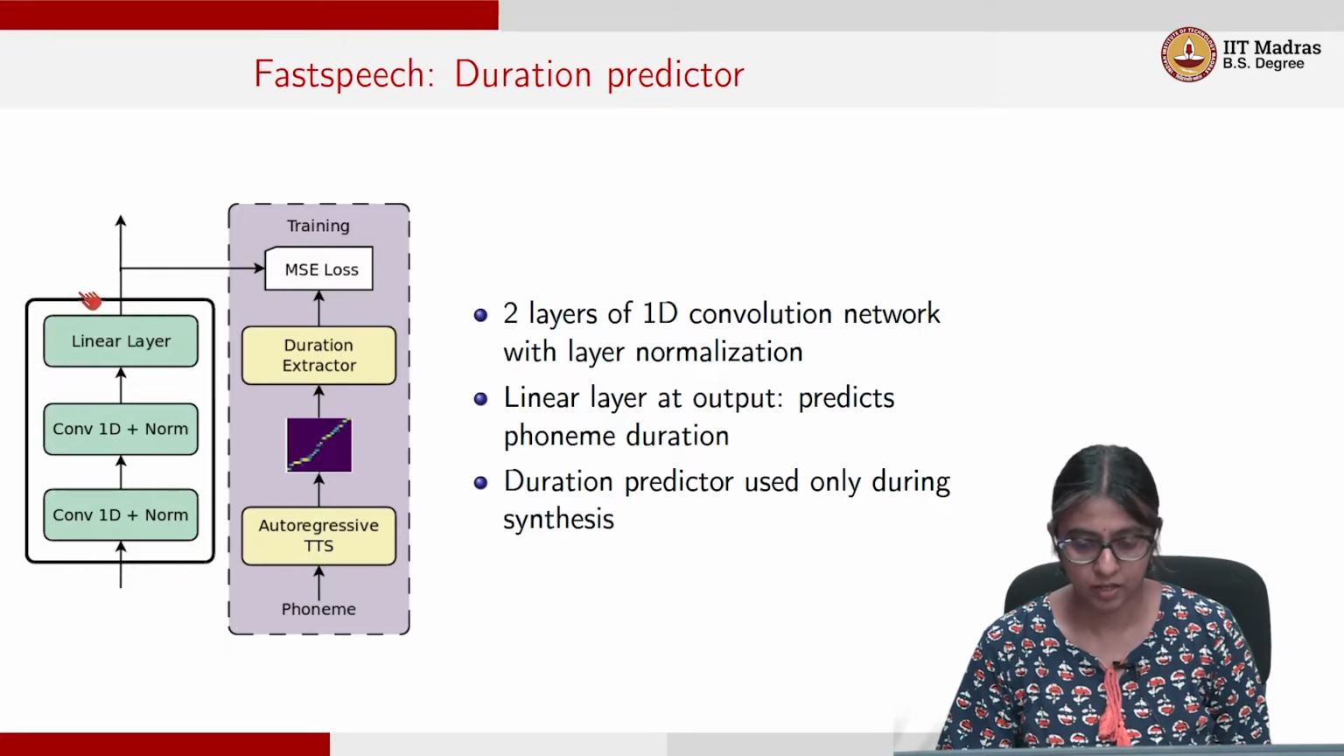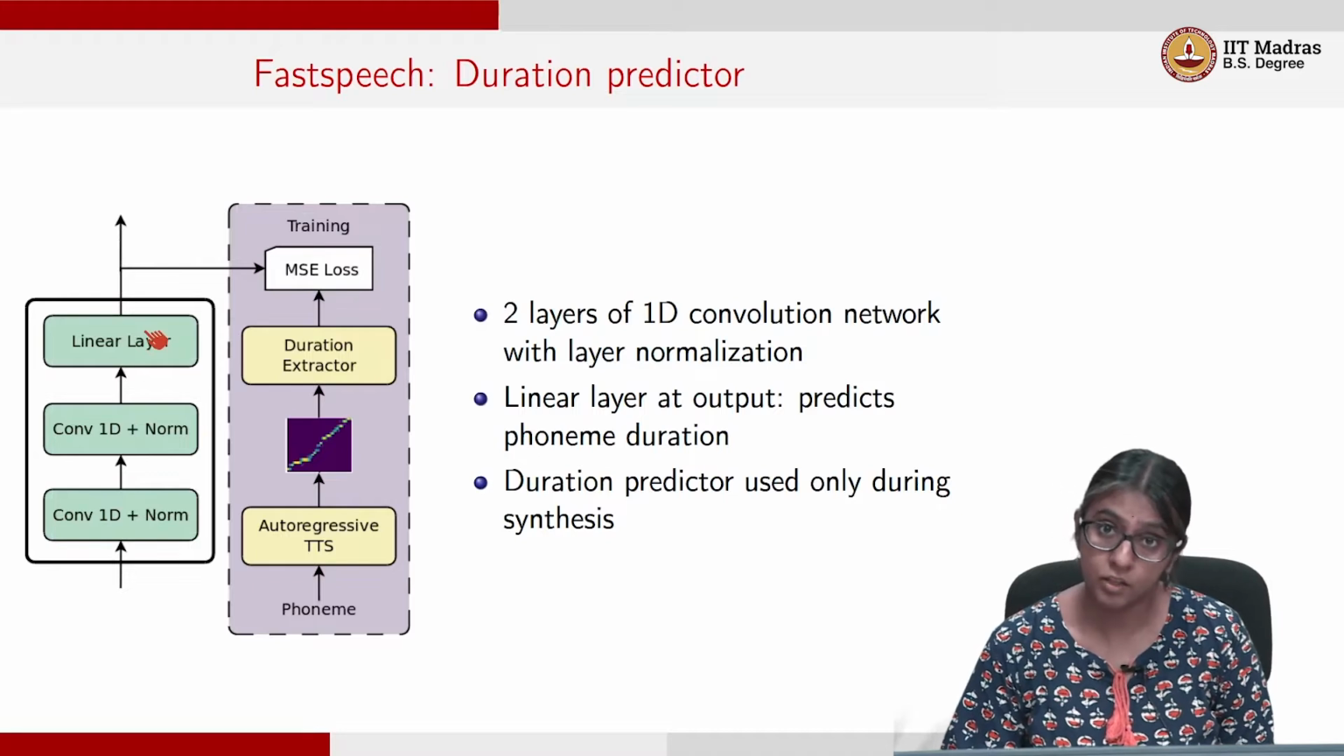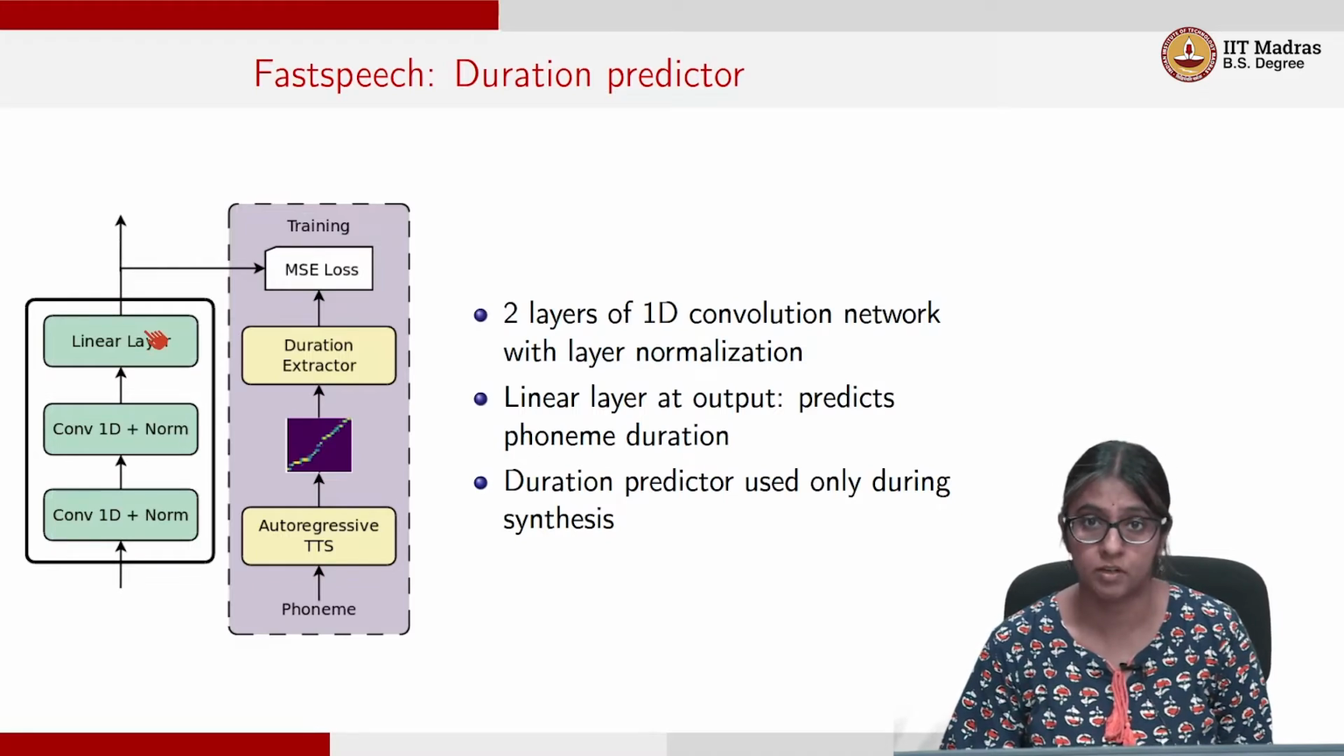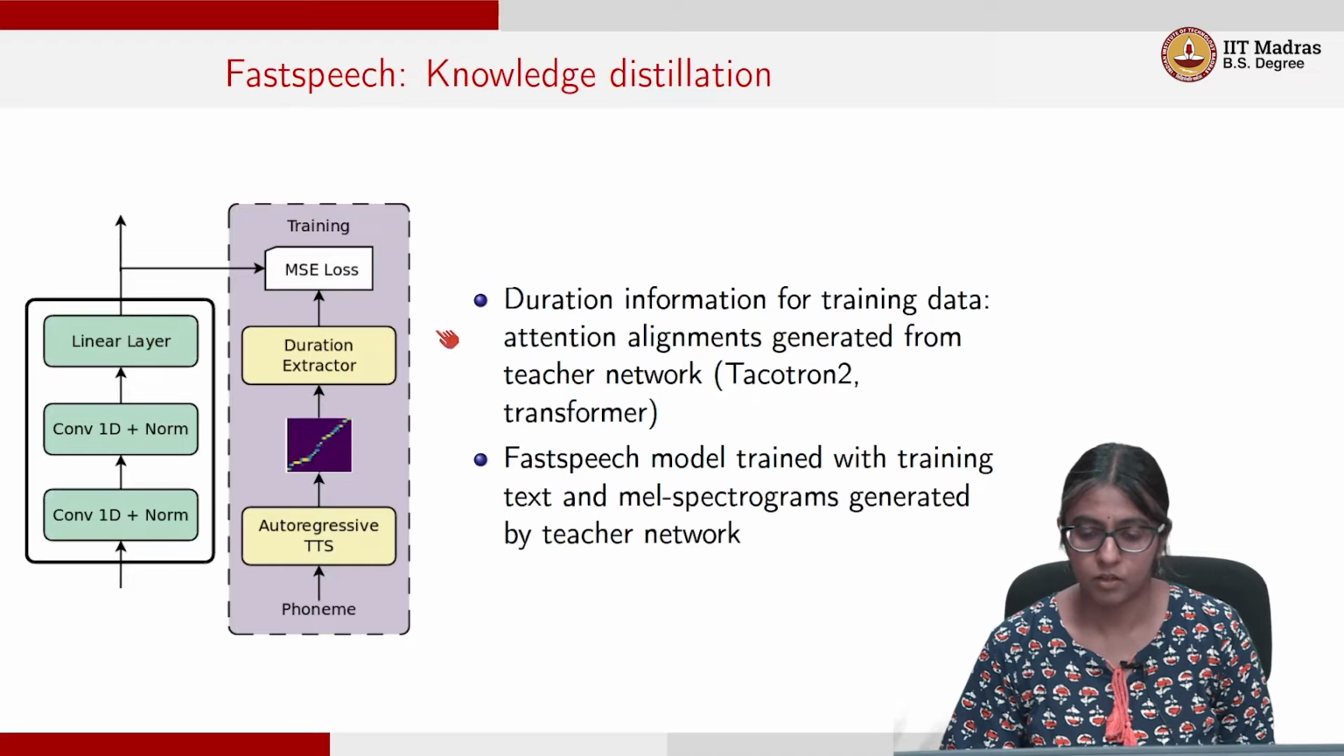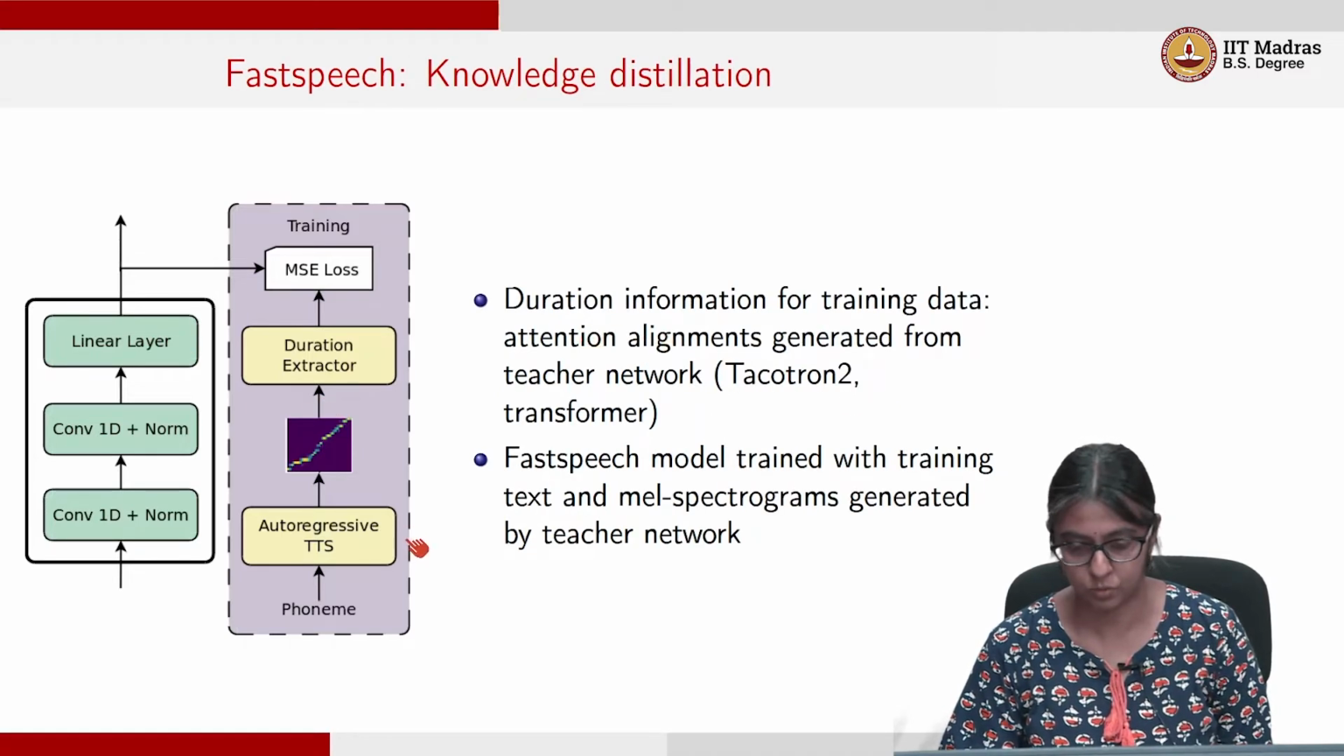So the duration prediction network consists of 2 layers of 1D convolution networks with normalization, and you have a linear layer at the output which gives a scalar value which corresponds to the phoneme duration. So this duration prediction is learned during training, but it is not used during training. It is only used during synthesis. During training, the duration information is obtained from the attention alignments from the autoregressive network.